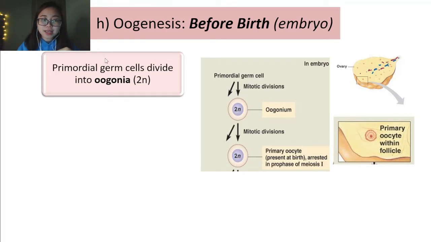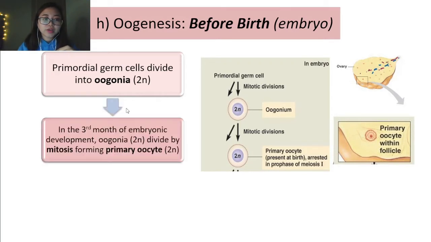So ini adalah sel yang asas. Dia akan pisah-pisah-pisah dan menjadi oogonia. Kalau satu biji, oogonium. Kalau banyak, oogonia. Okay? And in the 3rd month of your embryonic development, the oogonia will divide by mitosis, forming primary follicle. Masa kita 3 bulan dalam kandungan, okay, it undergoes mitosis and it becomes primary oocyte.